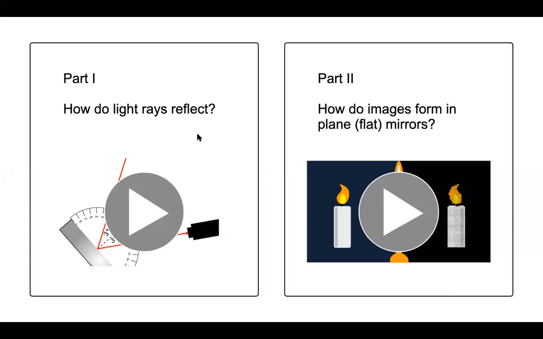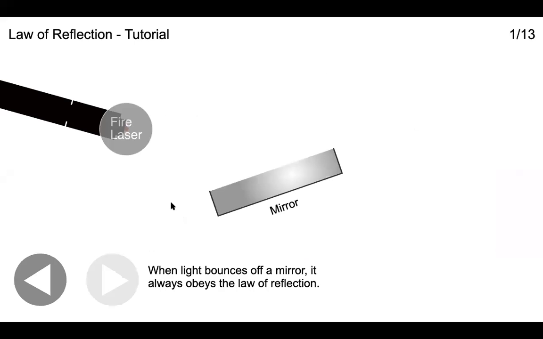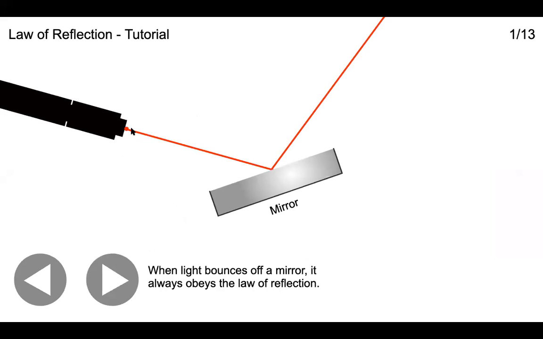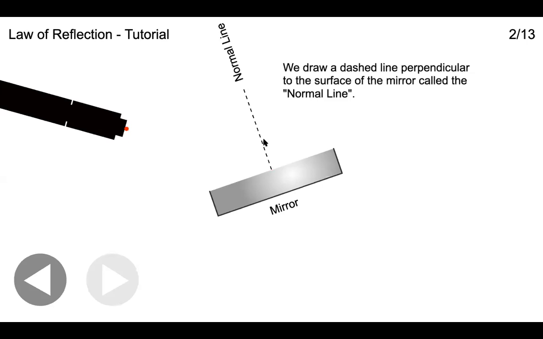There we go. Okay. How do light rays reflect? How do images form in flat mirrors? So let's just take a quick look at this. The idea again is the law of reflection: the angle of incidence equals the angle of reflection. The incident ray is the ray that's going into the mirror, and the reflection is reflected off of the mirror. The normal is the perpendicular to the surface.